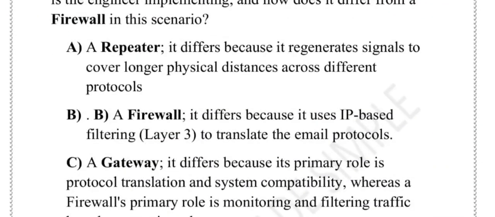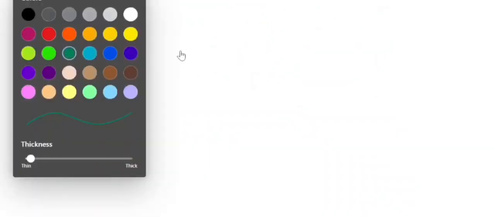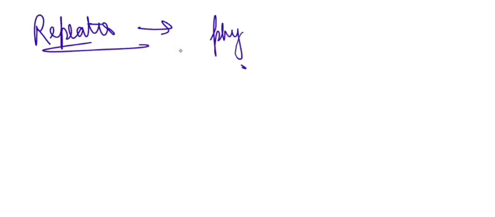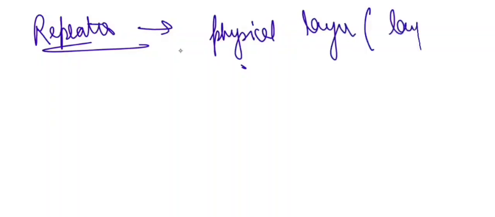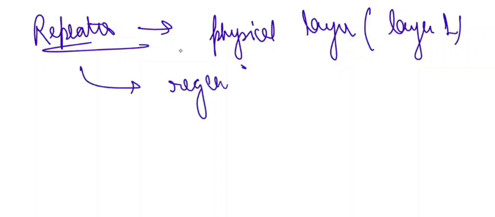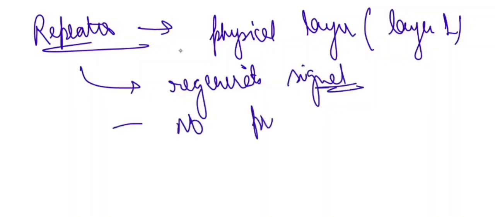Actually, you should know which device works at which level. There are 7 OSI layers, you know it very well. If you look at the repeater, it works at the physical layer, which is layer number 1. What it does is regenerate the signal. A repeater only regenerates the signal, and no protocol translation happens.